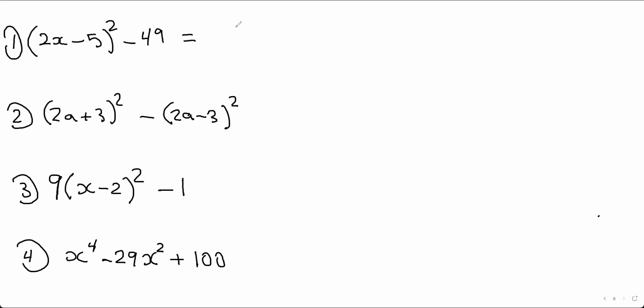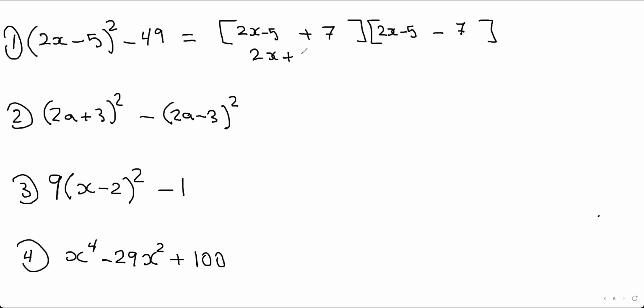What you're doing here, two set of brackets. This here, if you square root it, you're going to get just 2x minus 5. And that's what you write here and here. And then in the middle, it's going to be plus and minus, and then the square root of 49 is 7. So that gives me negative 7. It gives me 2x plus 2 when you simplify. And this gives you 2x minus 12.